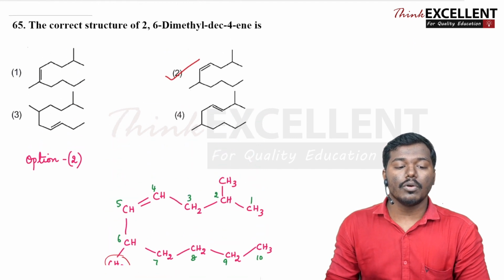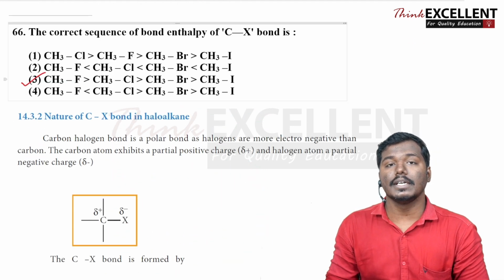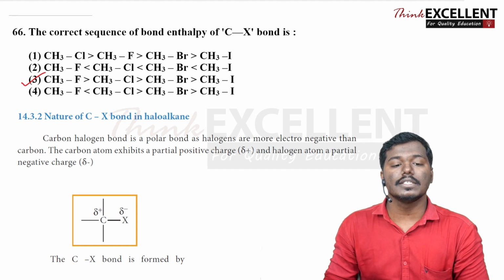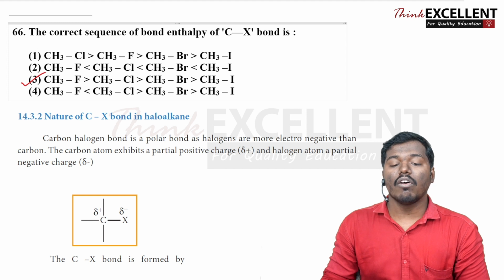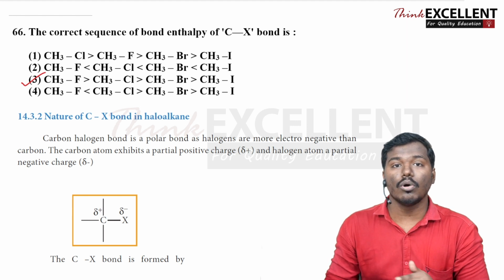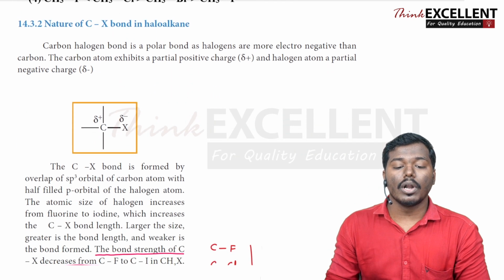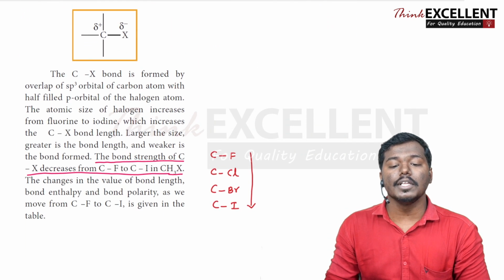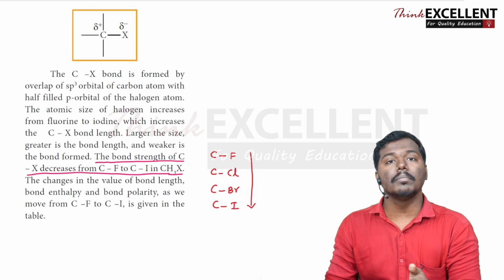Okay, so next we are going to see question number 66, that is based on the haloalkanes and haloarenes. Here you can see that they have asked the correct sequence of bond enthalpy of the C-X bond. Here we have studied about the bond strength of this carbon halogen bond in haloalkanes and haloarenes. A line is given, look, the bond strength of this carbon halogen bond decreases from the carbon fluorine bond to carbon iodine bond.